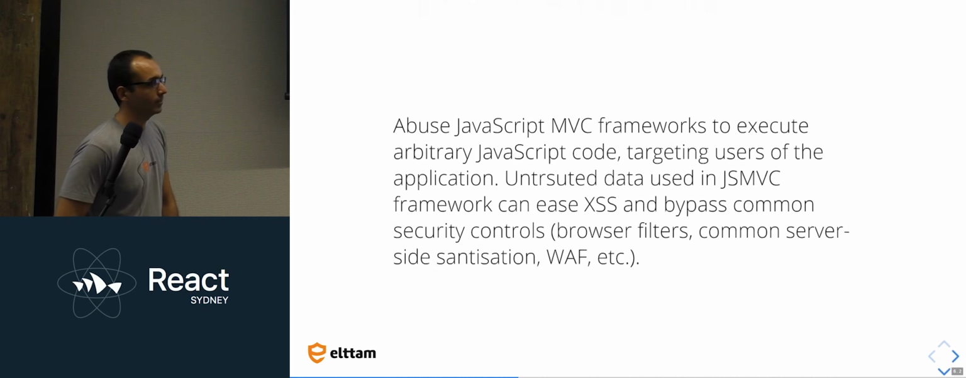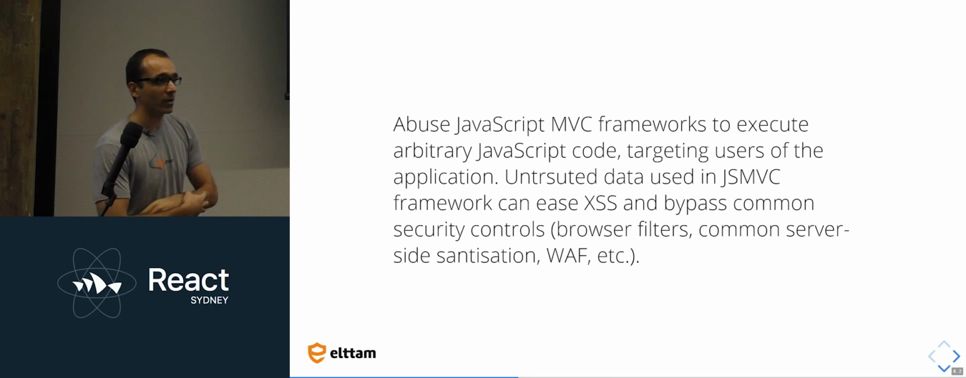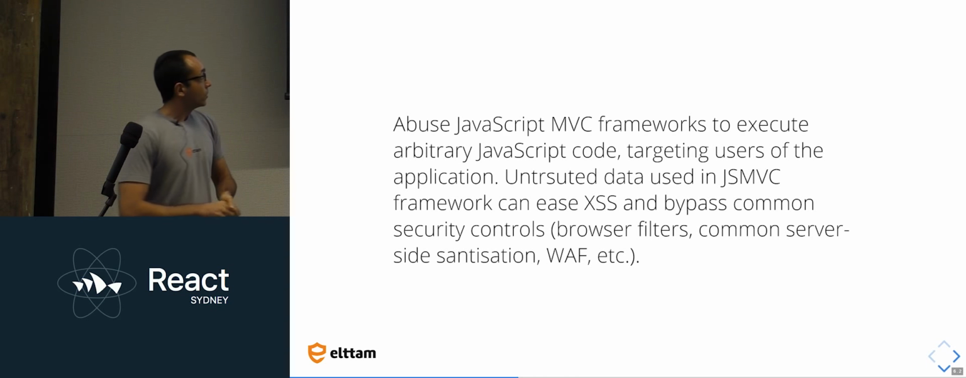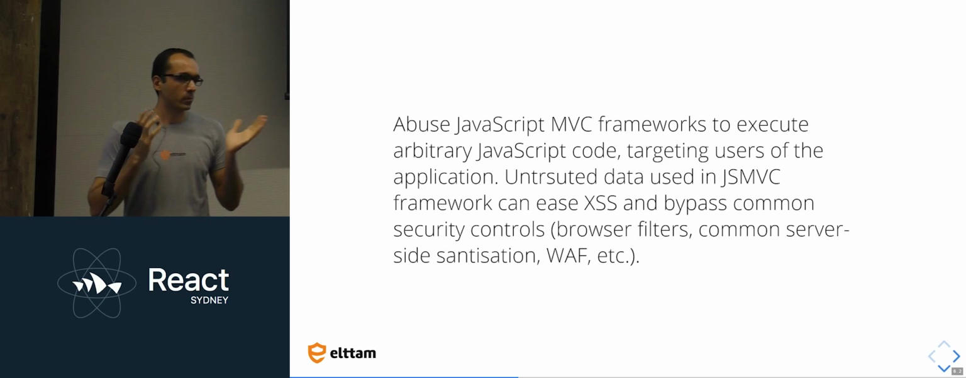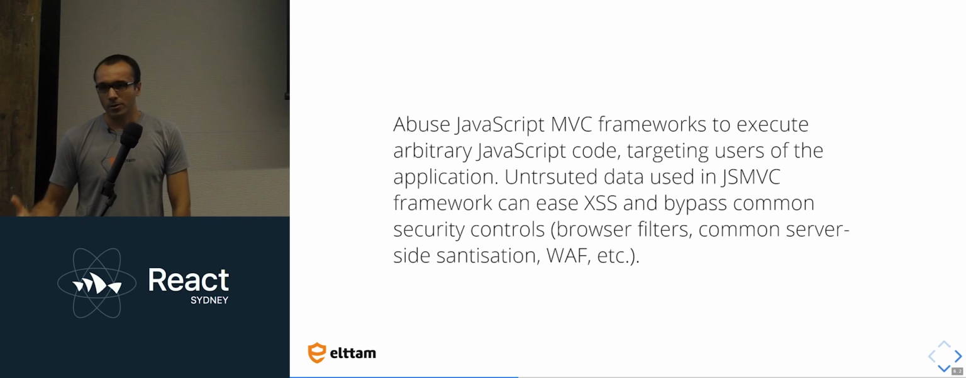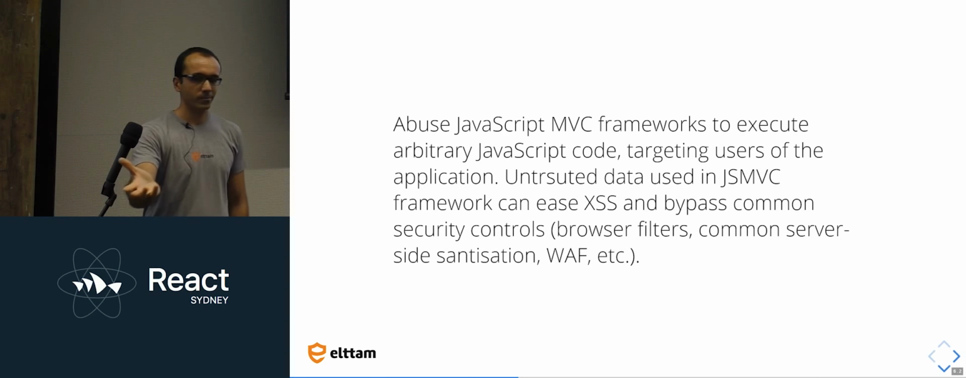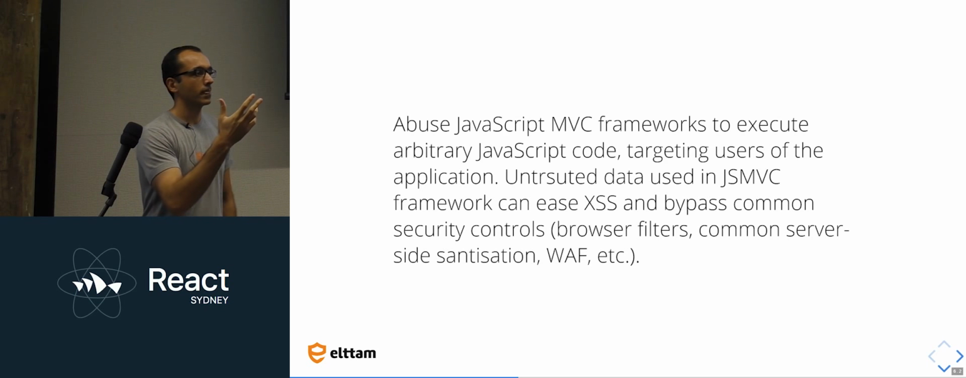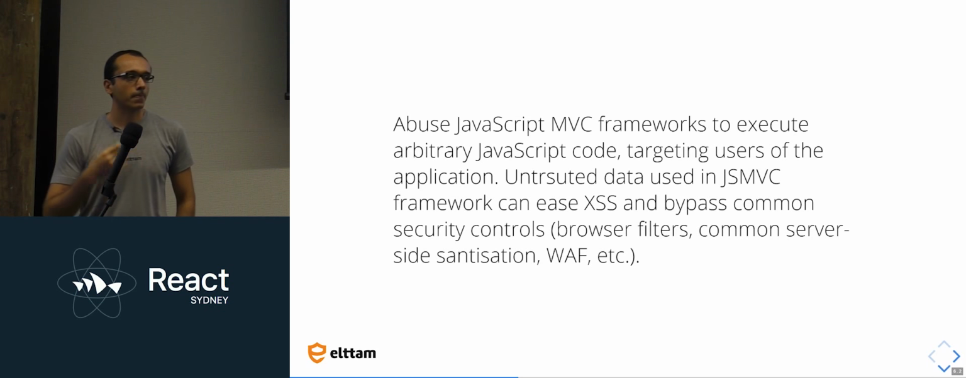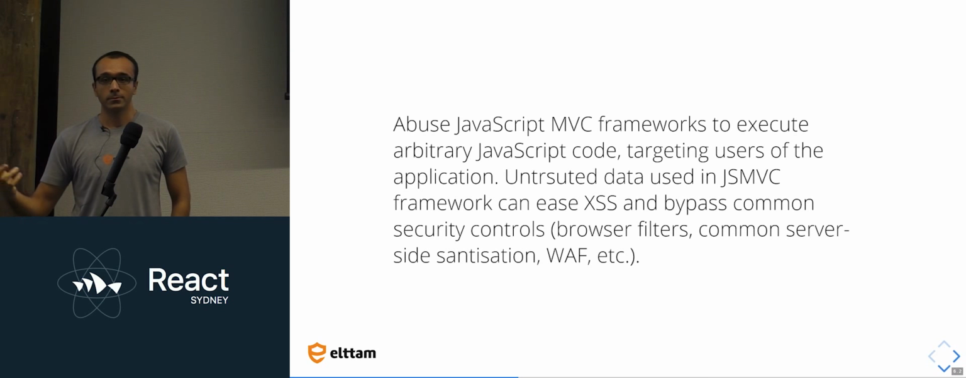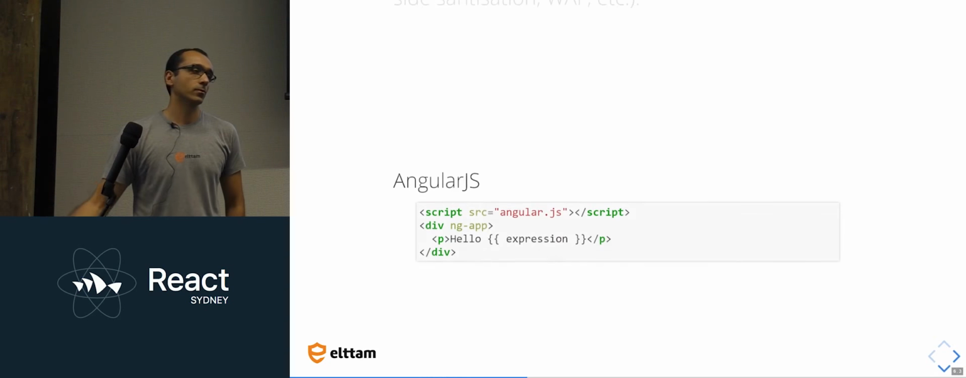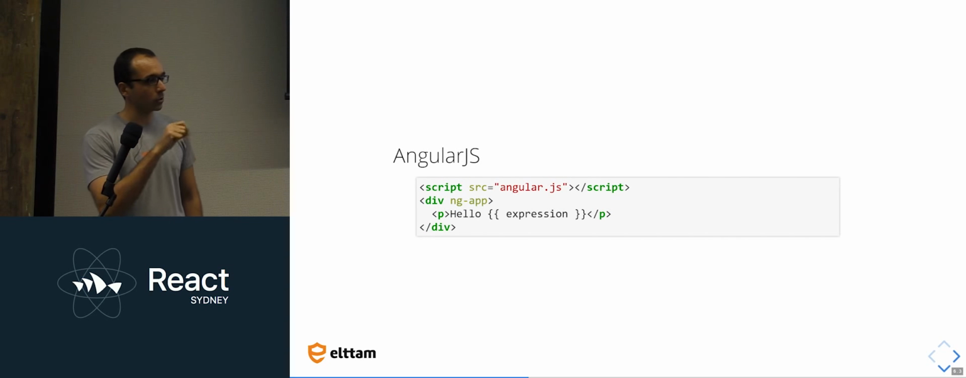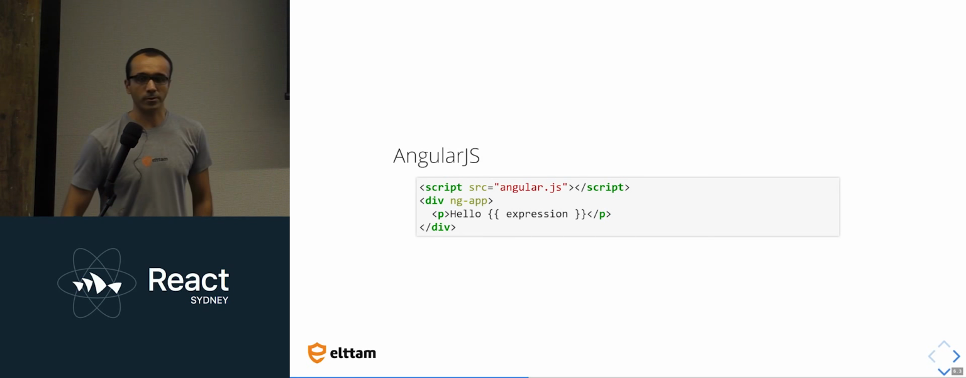Client-side template injection. Simple. Using the JavaScript MVC framework to execute arbitrary JavaScript code targeting users of the system. In the worst case scenario, you can have cross-site scripting. And with cross-site scripting, you can use malicious JavaScript. What can you do with that? You can extract the session cookies from the browser, so you can log in as that user. What else can you do if you are able to inject malicious JavaScript code in the user's browser?